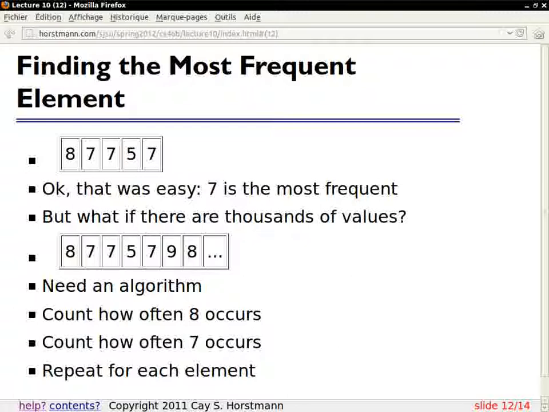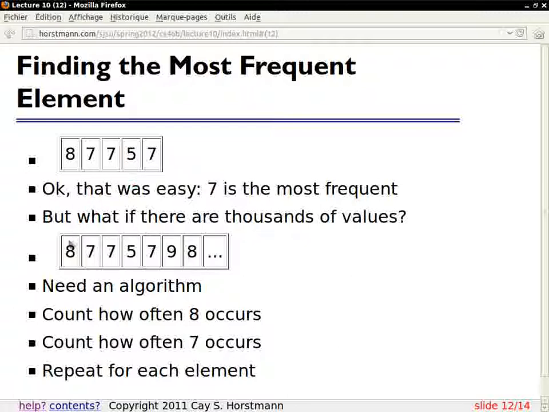And that's easy to look at, but what if there's thousands of values? So what if that array goes on for thousands more values? How do you find the most frequent element? So you want to find the number that occurs more often than any of the other numbers. So here's an algorithm that'll work.